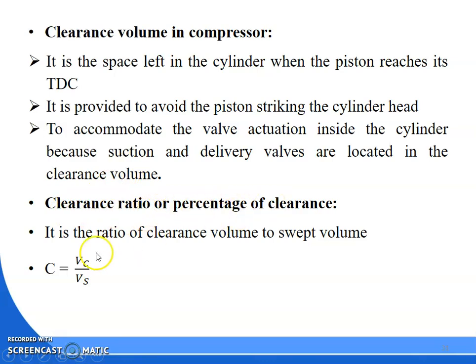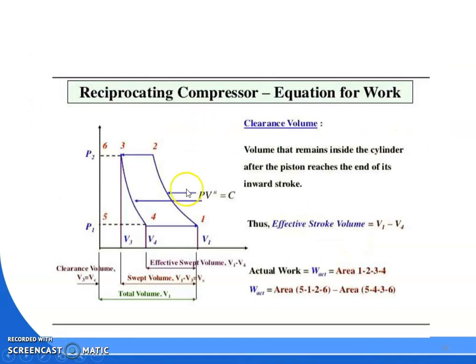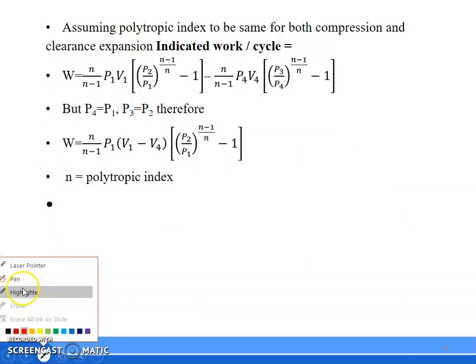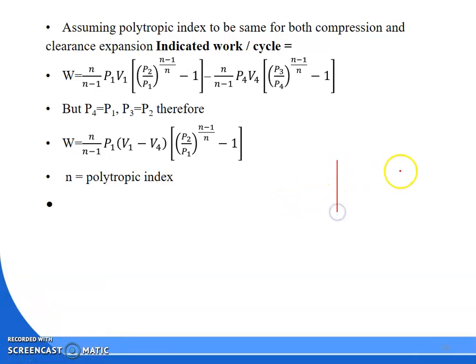What is clearance ratio? The clearance ratio is the ratio of clearance volume to swept volume, VC by VS. Now, when you are considering clearance, what will happen? Suppose this is your engine. This one is your cylinder head, this is your TDC, top dead center, and this is your BDC, bottom dead center. This is the piston.